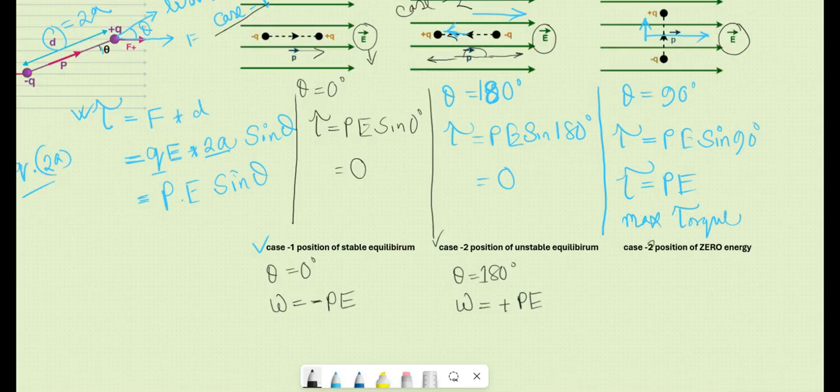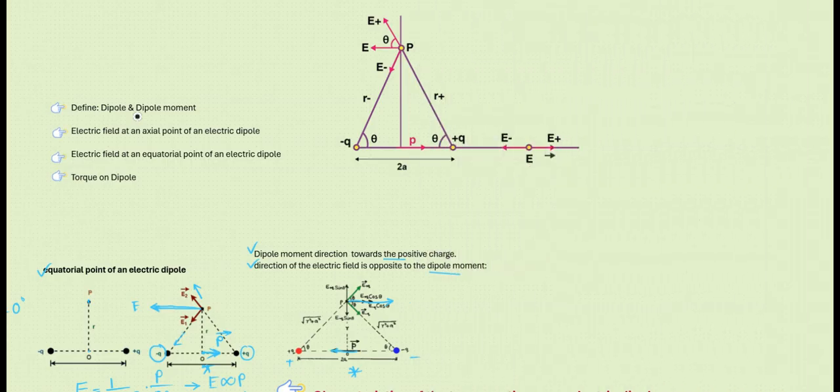Case number 3 is the position of zero energy. In that case, theta will be 90 degrees and the potential energy will be 0. It means when the external field is perpendicular to the dipole moment, in that case we will find zero energy. So let's summarize here.